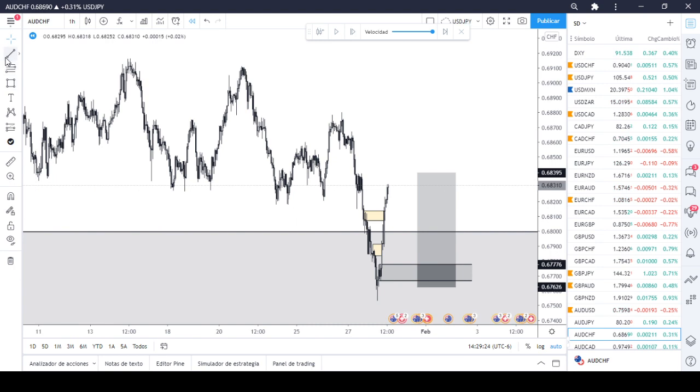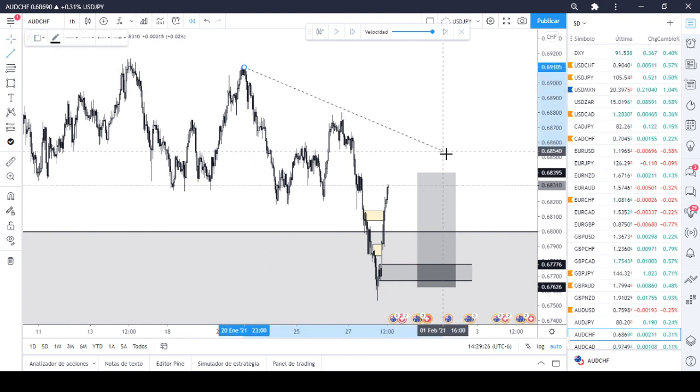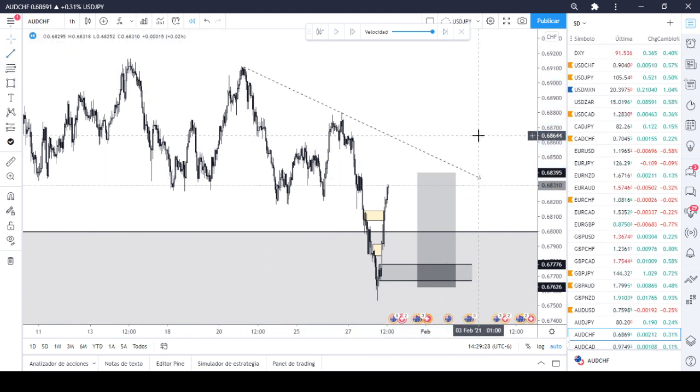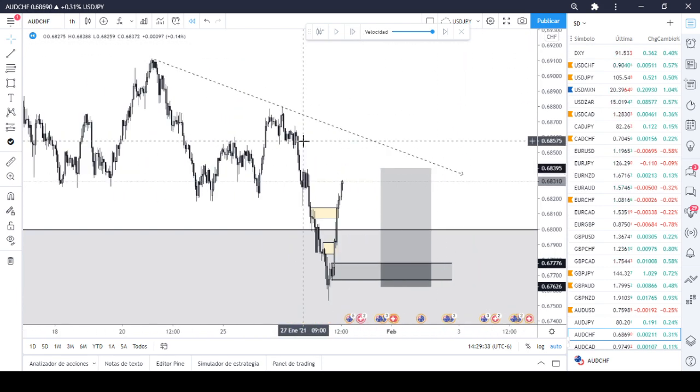It was the exact same pattern. This one worked. The other one didn't work as expected. It still gave some small profit, but not as expected. But still, it's the same pattern. Just looking for the same pattern. The trend line is there.